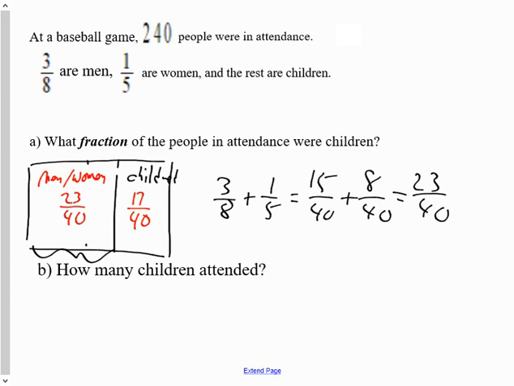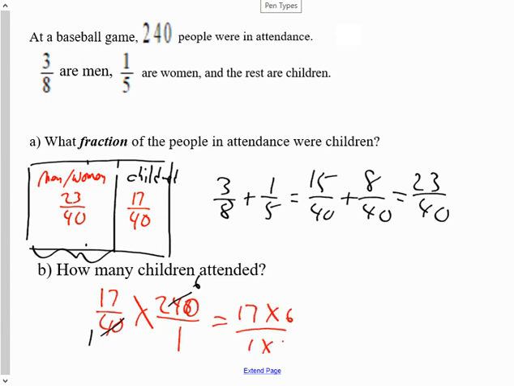Okay? And for B, 17/40ths of 240 people are children. So therefore, if I change my "of" to multiplication, the operation I can do, that's a 0, is actually this. How many 40s are in 240? There are 6 of them. 6 over 1, which means 17 times 6 over 1 times 1, which would be 102 people are children at the game.